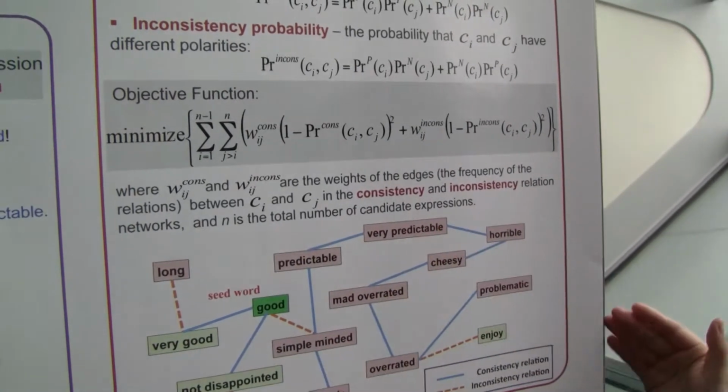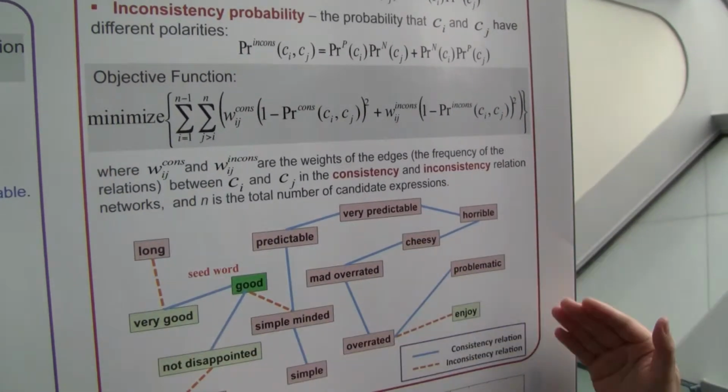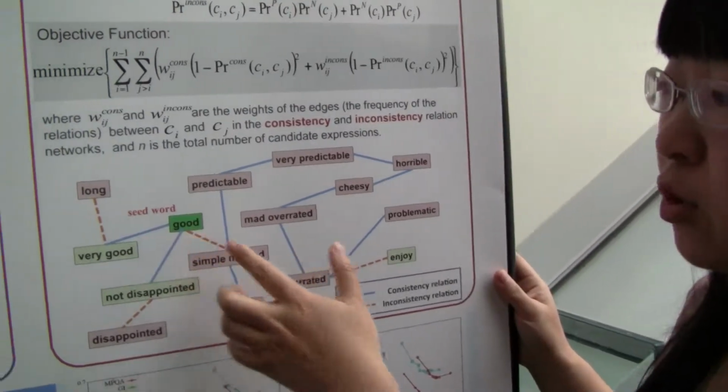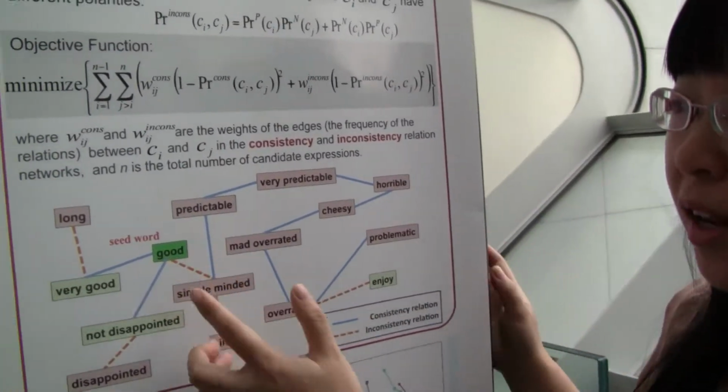And to show this basic idea, we give this example. First, we have some seed words. We already know the polarity of these words, like good.